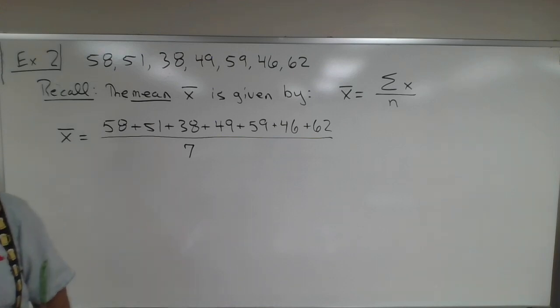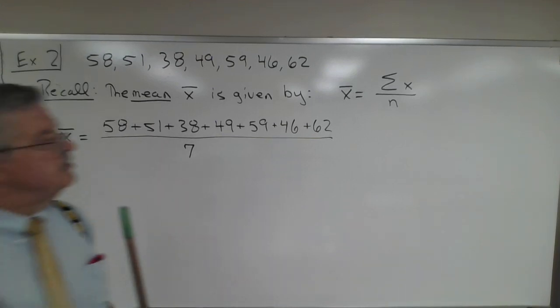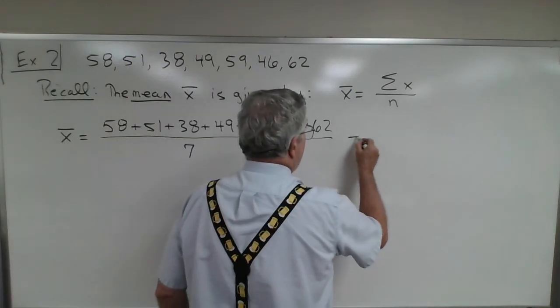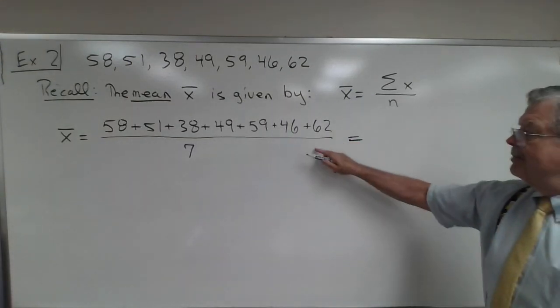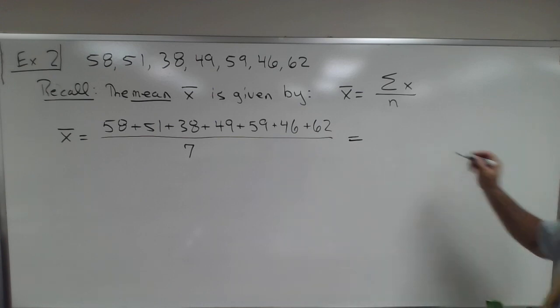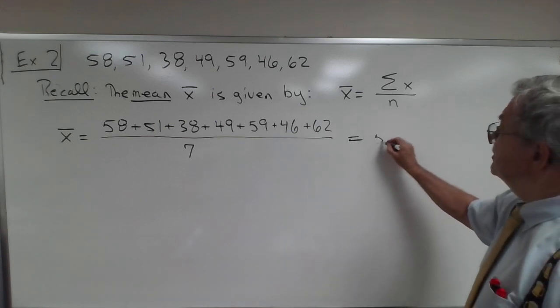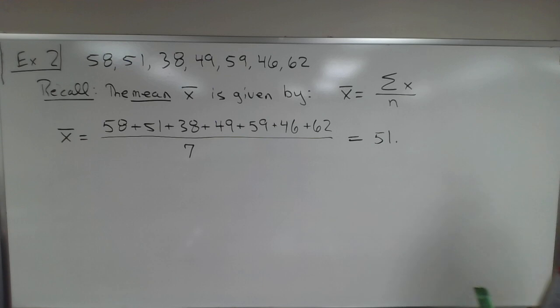Okay, and let's see, what does all of this add up to? I guess I didn't compute that. I just computed what we get when we add these up and divide by 7. We get 51.8571.